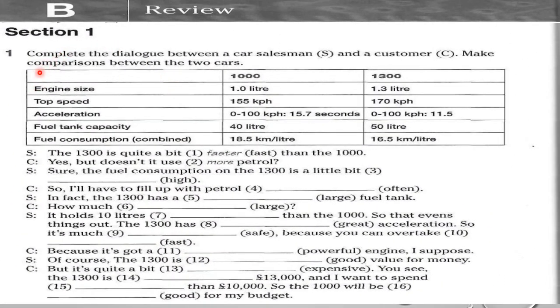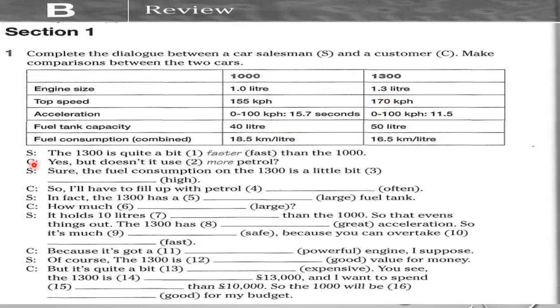Okay, please now open your workbook, page 22, exercise number 1. Complete the dialogue between a car salesman, S stands for salesman, and a customer, C. Make comparisons between the two cars. We have two models, 1000 and 1300. We want to compare the two cars in terms of engine size, this one 1.0 liter, this one 1.3 liters. Top speed, 155 kilometers per hour, this one 170 kilometers per hour.